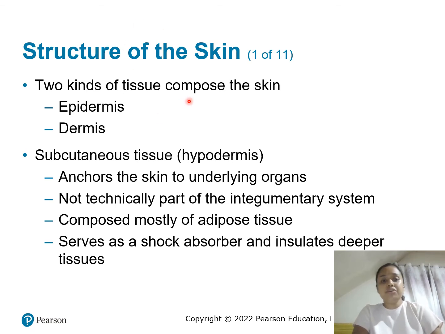So as we said earlier, there are two kinds of tissue which compose the skin, no? The epidermis and the dermis. Now, on the deeper part of your skin lies your hypodermis, or your subcutaneous tissue, or the fat. Okay? Your subcutaneous tissue, or your hypodermis, it anchors the skin to underlying organs. It's technically not a part of the integumentary system because it's composed mostly of adipose tissue, fat. Your subcutaneous tissue serves as a shock absorber and insulates deeper tissue.